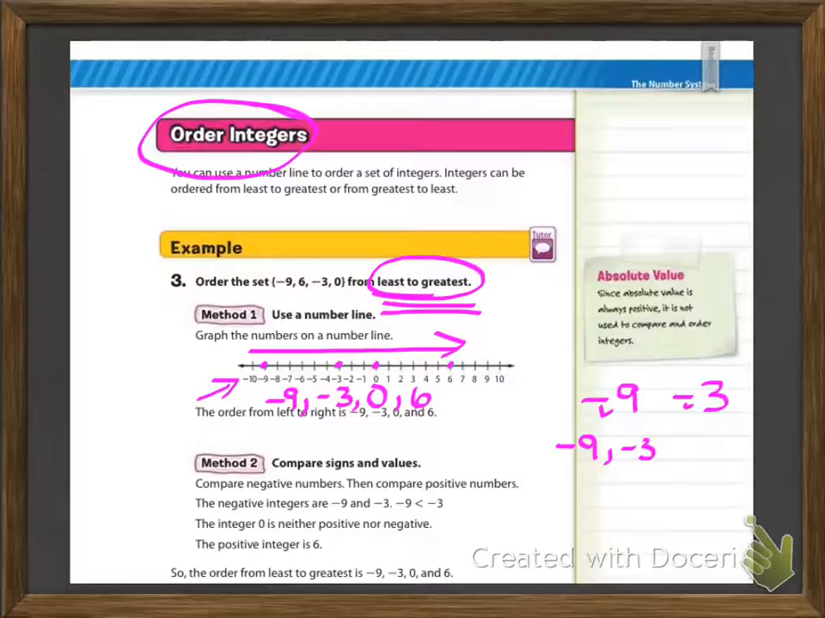Now we're going to compare the positive numbers. Well, we have 0. 0's really not positive nor negative. And then we have 6. Well, that's kind of done in that same order. 0 would go next, and then 6 would be last.